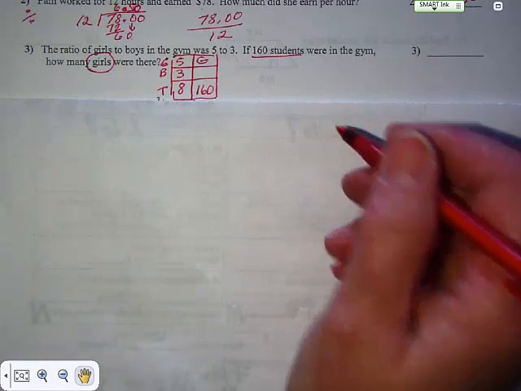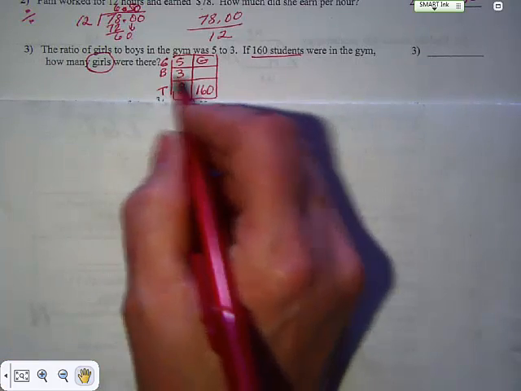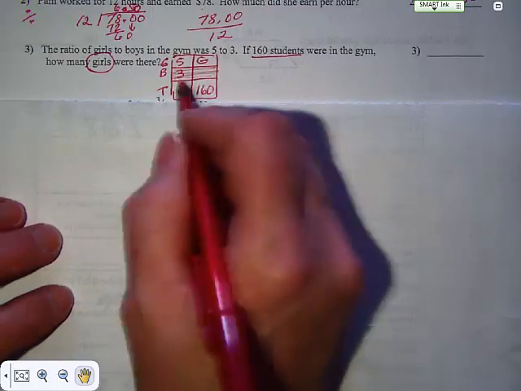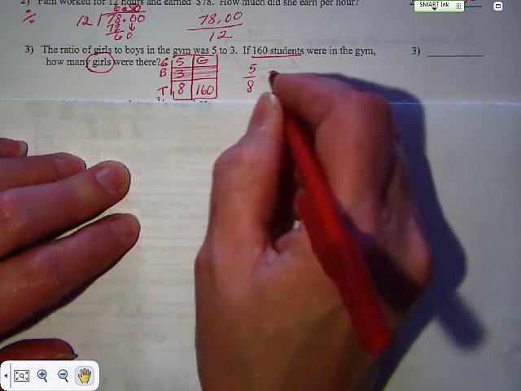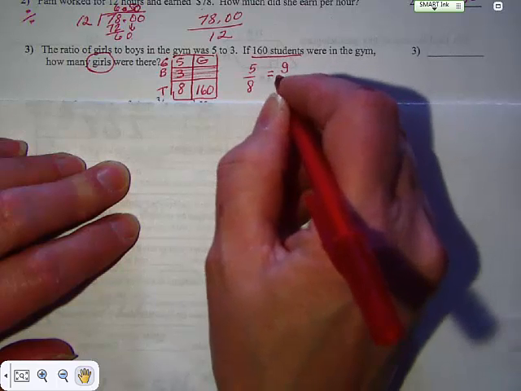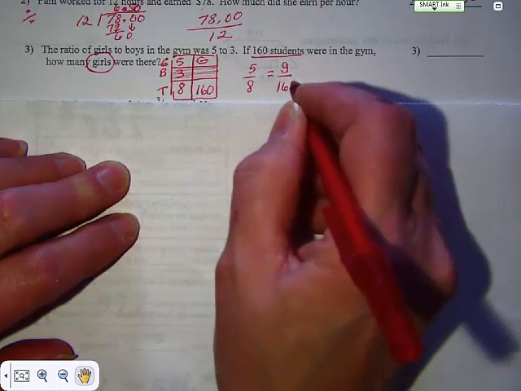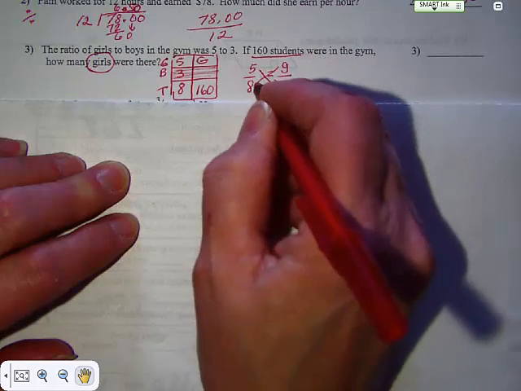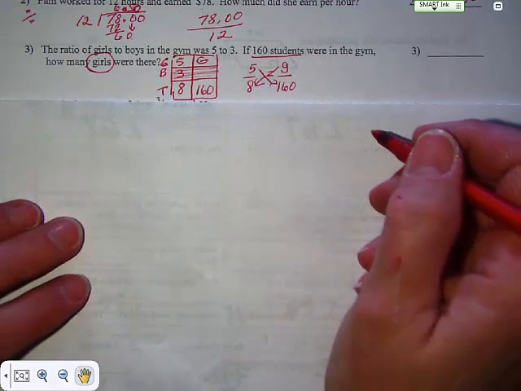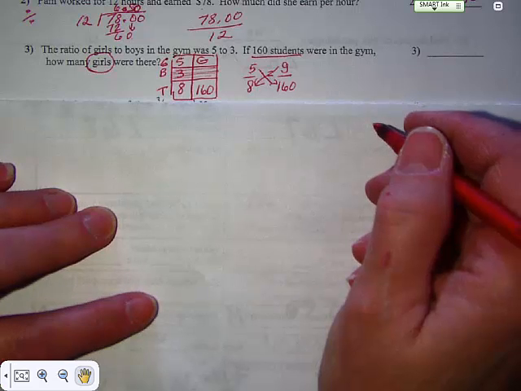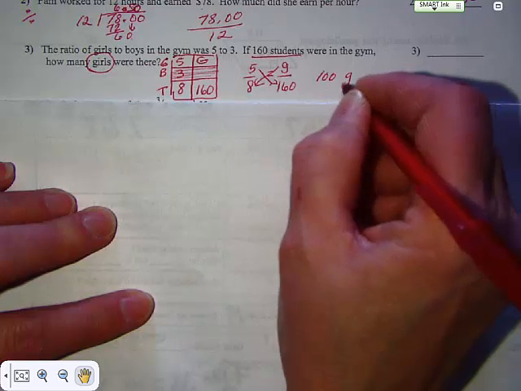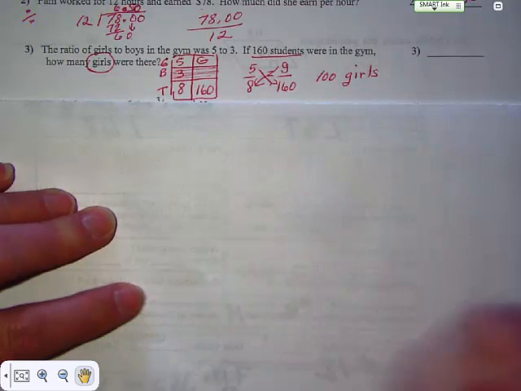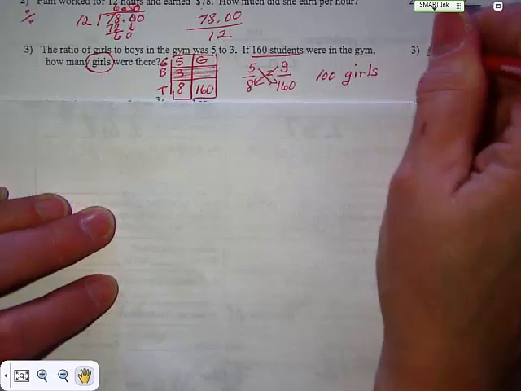Once you have that all set up, you really don't need the middle part at all. You're just simply going to use these 4, and it would end up to be 5/8 equals g over 160. And you would, of course, cross multiply to solve. And when you get done cross multiplying, you are going to find out that there are 100 girls. So the answer is 100.